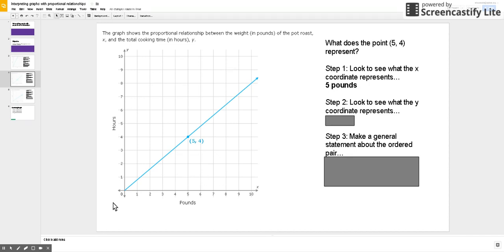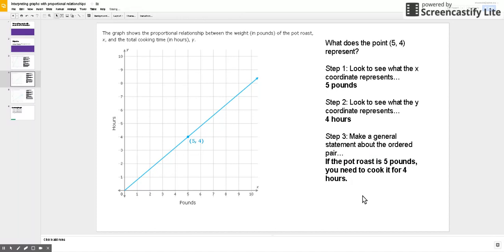Step 2, we want to see what the y-coordinate represents. Originally we saw the x-coordinate was 5. Now for the y, we're going up 4. So the y-coordinate represents 4 hours. Let's think of a general statement we can make with 5 pounds of pot roast and 4 hours. A quick and easy general statement is: if the pot roast is 5 pounds, you need to cook it for 4 hours. You can say that it takes 4 hours to cook 5 pounds of pot roast. You can make any kind of general statement along those lines.